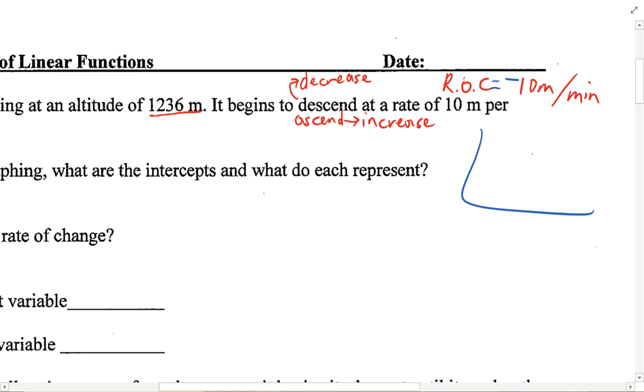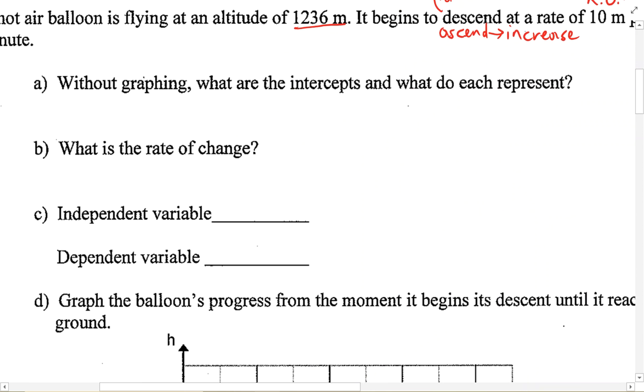So what that means is we are starting up here at 1236 and we are going down, and what's probably going to happen at altitude 0? What is that? What's happened there? On the graph, we're at 0 in the hot air balloon. What does that mean? Yeah, we're on the ground. We landed. Okay? So you've got to use your knowledge to interpret it with the picture of the graph. So let's start this. Without graphing, what are the intercepts and what do each represent?